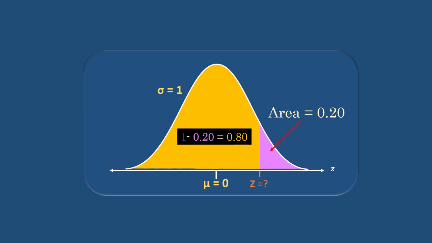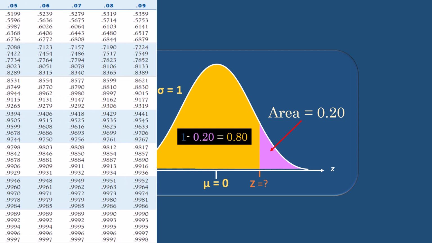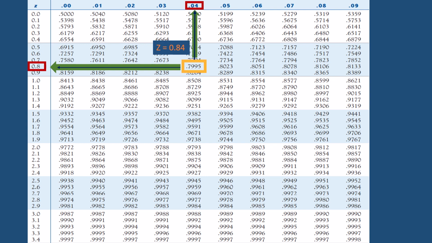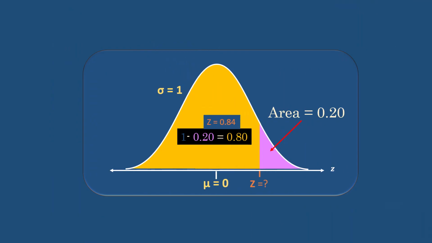Now, we can use the table for 0.8000. How do we find it? Can we find 0.8000? No, but there is one number less than and one number greater than it. So, 0.8000 must be in between these two numbers. So, what is the closest number? That is 0.7995. Then find the corresponding z value, that is 0.84. Therefore, the z value for this case is 0.84.